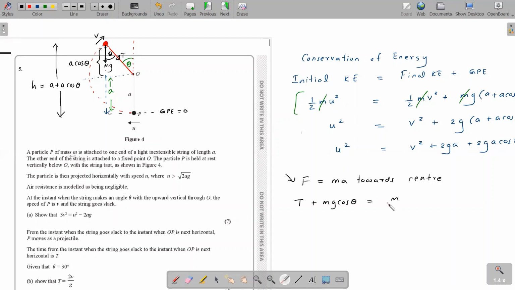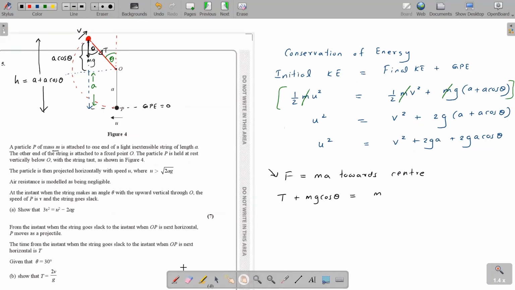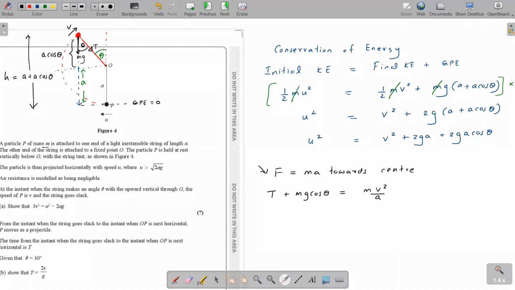Acceleration, normally centripetal acceleration, we have the equation v square over r or r omega square. So which one is more relevant in this case? We have the velocity at this point, right? So we will use v square over r. Radius r is a. Tension plus mg cos theta equals m over a times v square, the value we just found on top here.